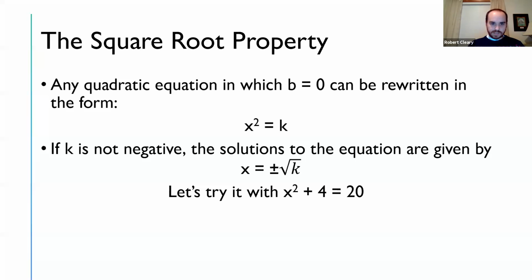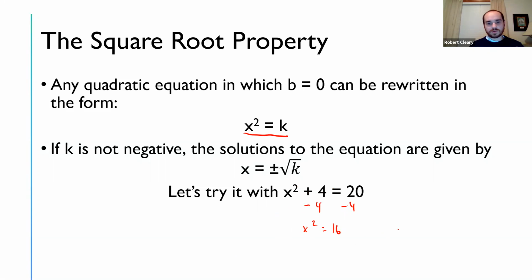So in this case, whoops, sorry. It says, let's try it with x squared plus 4 equals 20. First thing we need to do is set this equal to x squared equals k. We need to get it into this form. To do that, it's really simple in this one. We just subtract 4 from both sides. We get x squared equals 16. And yes, I made this example work really nicely.